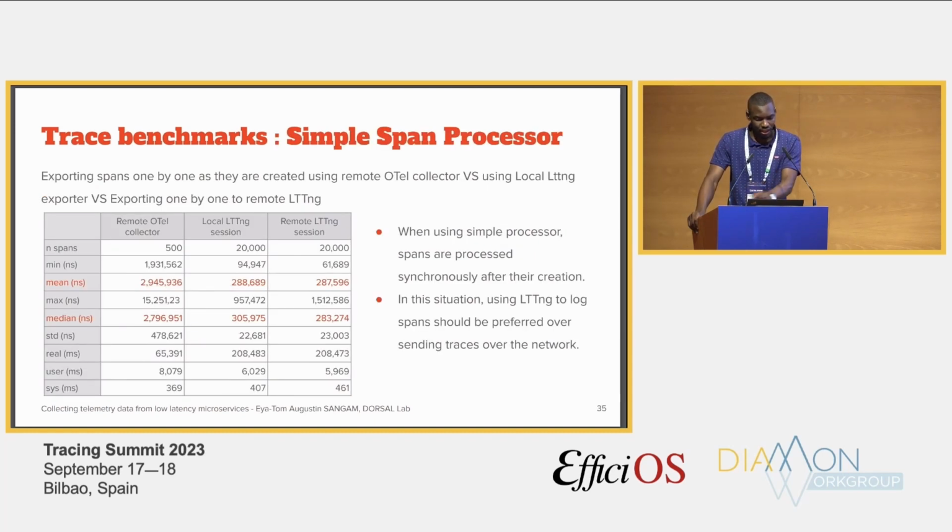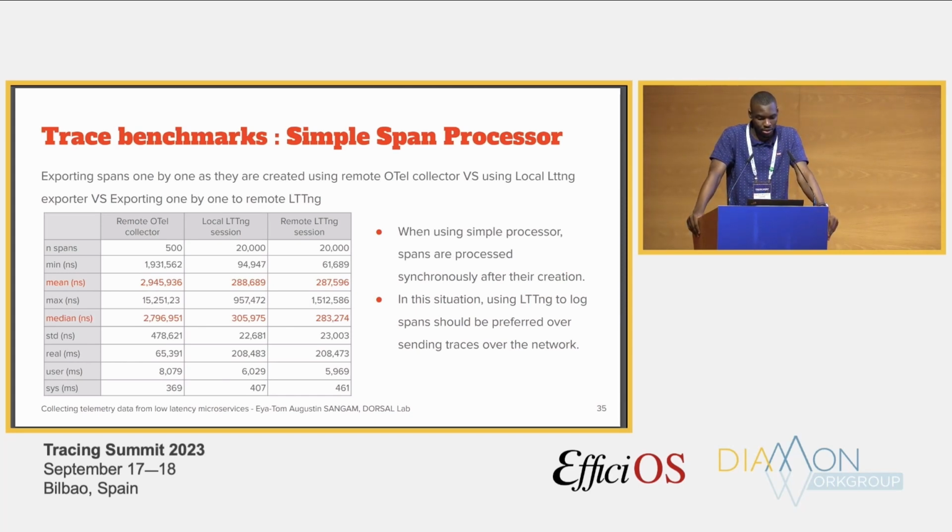The simple processor works like this: when a span is created and then ended, it gets sent to a processor, which decides if you want to export the data right now or batch it. The simple processor, when the span ends, just sends it to the exporter that you configured in your application. So once the span ends, we don't wait. The application's business logic stops, it exports, and then it continues.